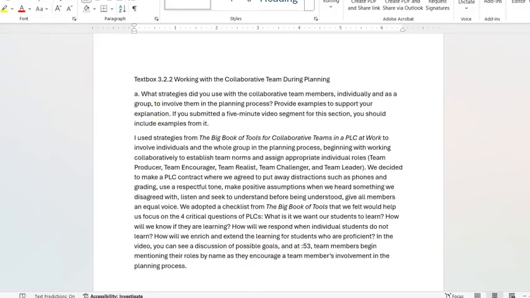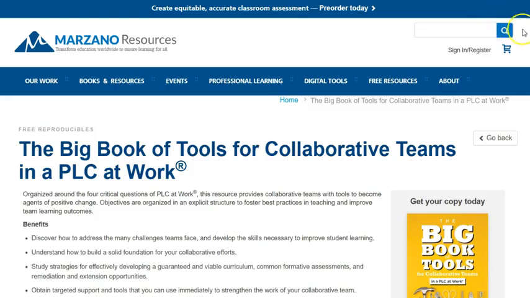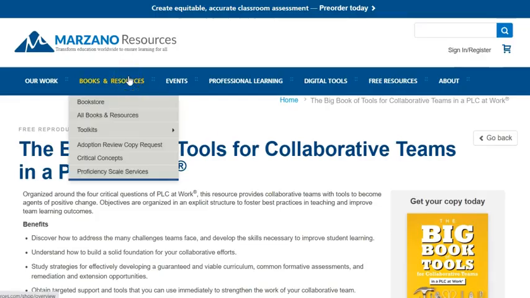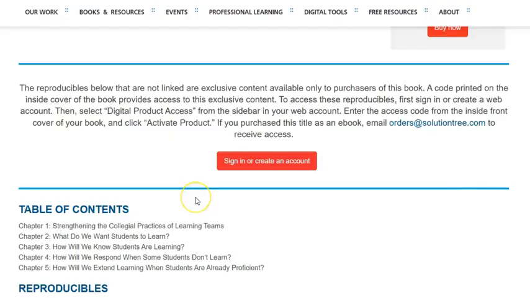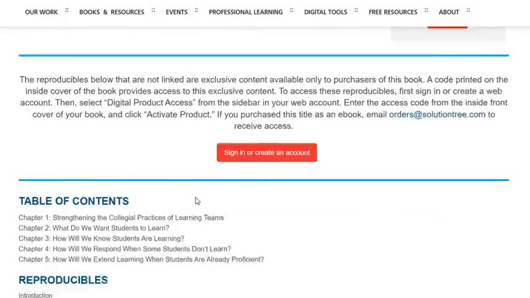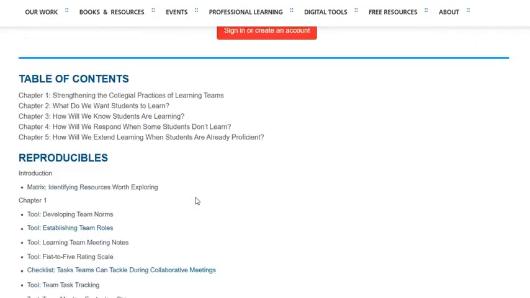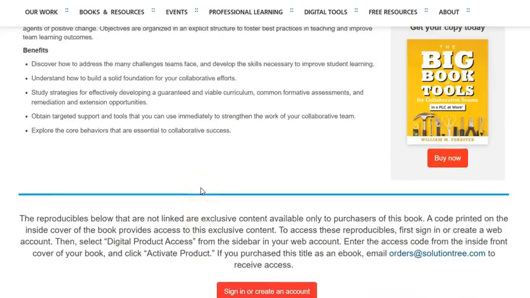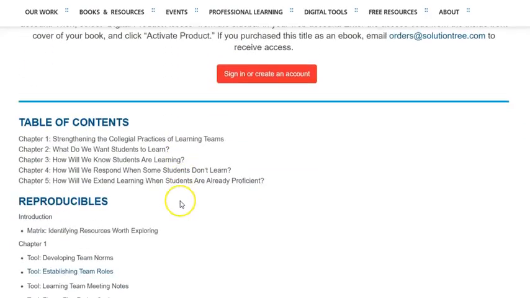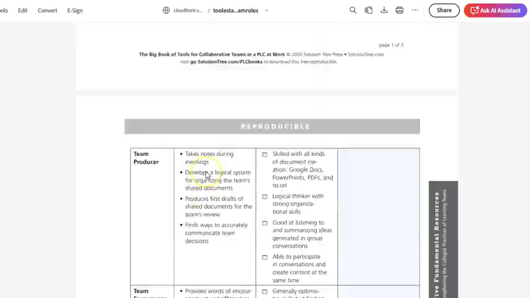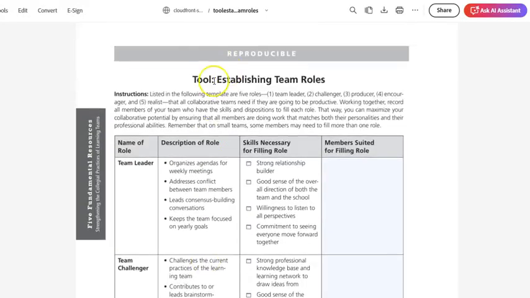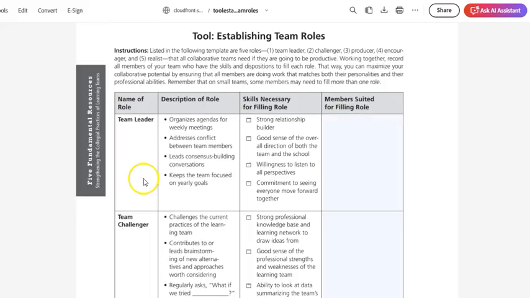So let me show you where I got that. All I did was I Googled PLCs at Work. I went to Marzano's books and resources. And then I found the Big Book of Tools. And then I scrolled down, at the bottom it says free. I think I've already clicked on something here somewhere. Free resources. And so then the resources look like this. Tool, establishing team roles.